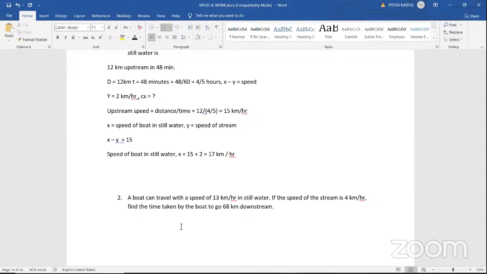4 hours, 13 kilometers, still water. Correct. 4 hours is correct. Do you guys want some more time to solve the others?